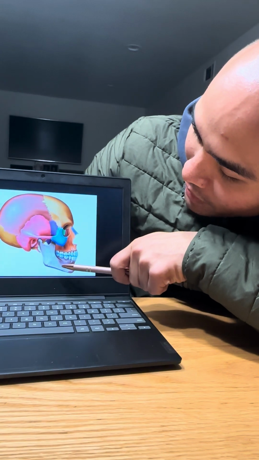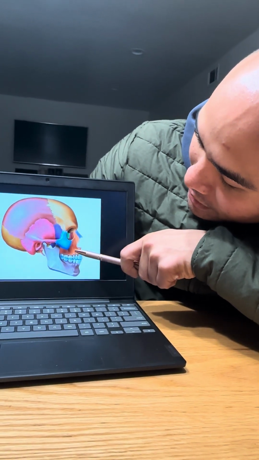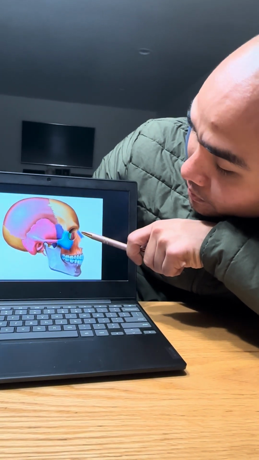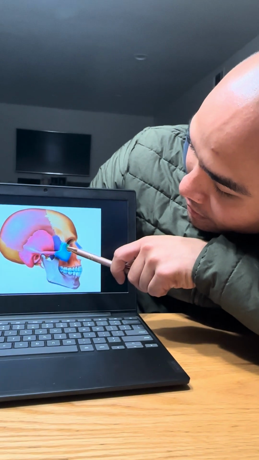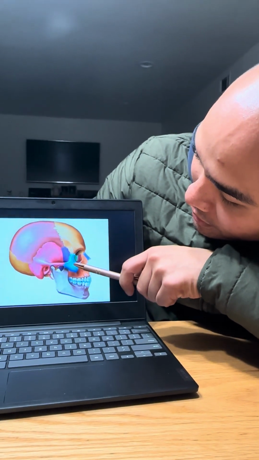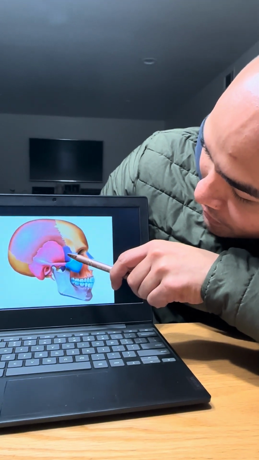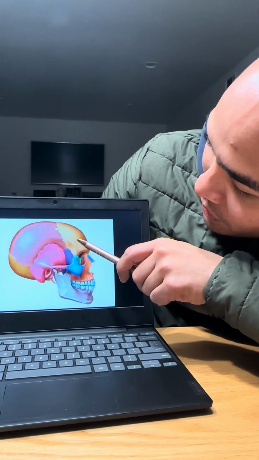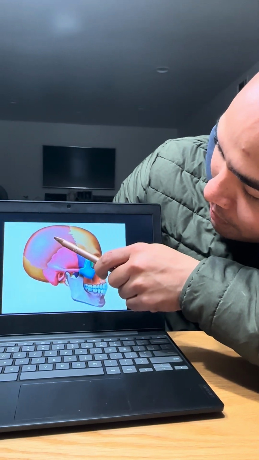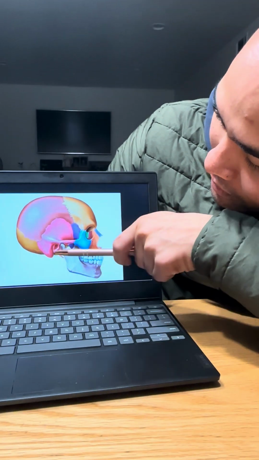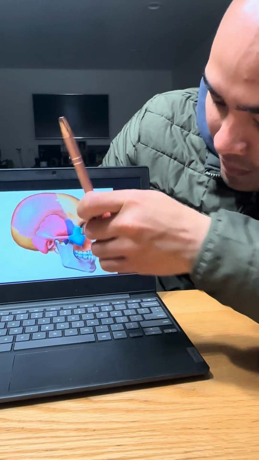So as we can see here, we have again your mandible, your maxilla, nasal, the lacrimal, the ethmoid, the zygomatic. This part right here is your sphenoid as well. This part is your frontal lobe, your parietal lobe, occipital lobe, and your temporal lobe.